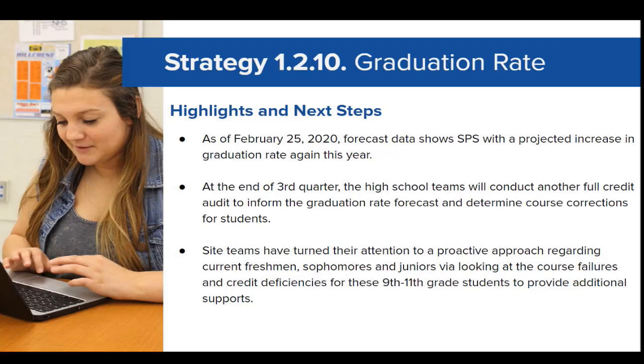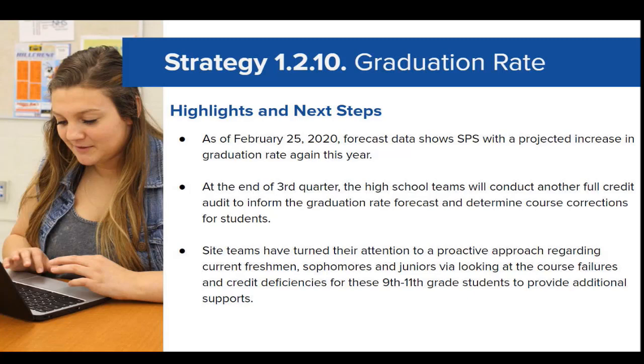At the end of third quarter, the high school teams will do another full credit audit to see the end of third quarter course failures, et cetera, to do another graduation rate forecast and really see what we need to do fourth quarter to course correct for kids that may not be on track and celebrate with those kids who are on track to graduate in May.